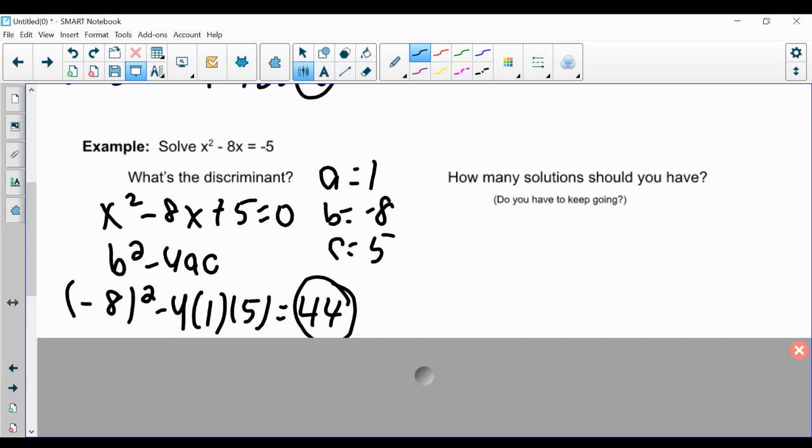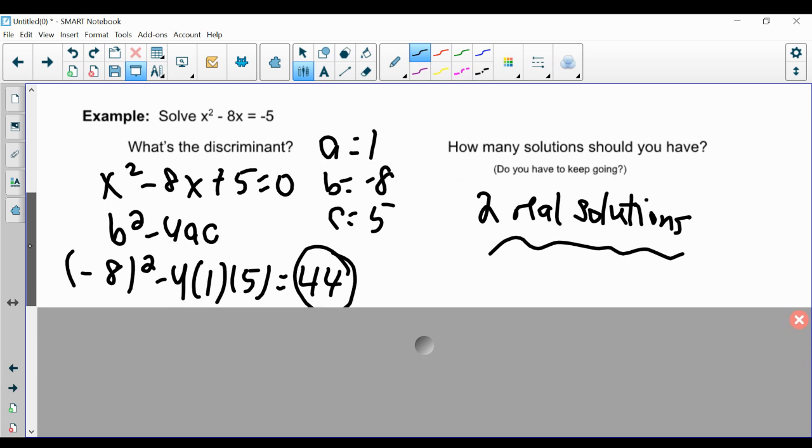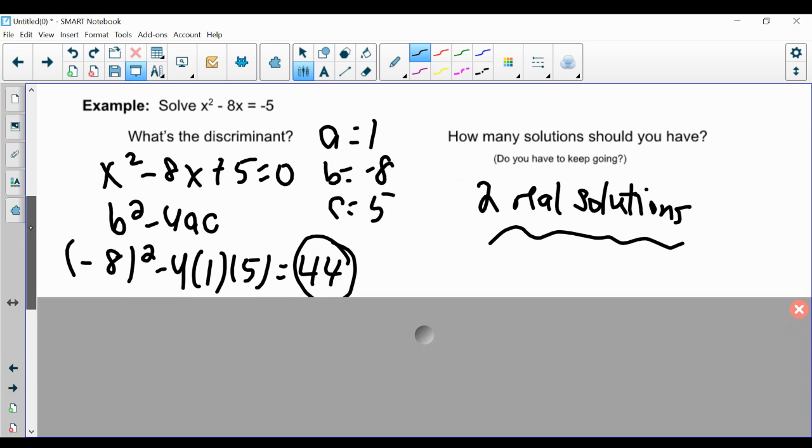Our discriminant is 44. The positive under our square root means we're going to add and subtract that root 44 to that b. So we have two real solutions. We'll talk more about getting the actual solutions tomorrow. And in this case, you would keep going in order to get the exact solutions.